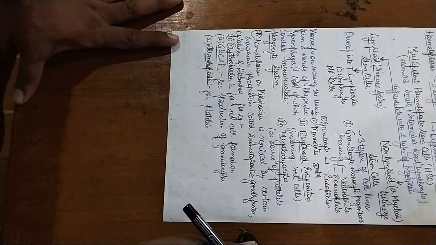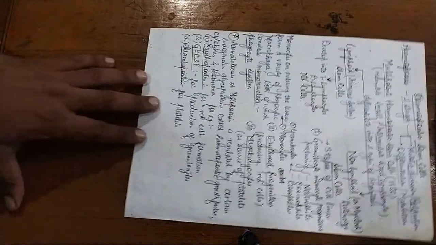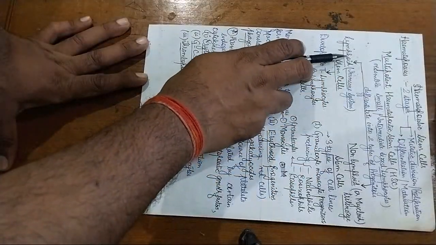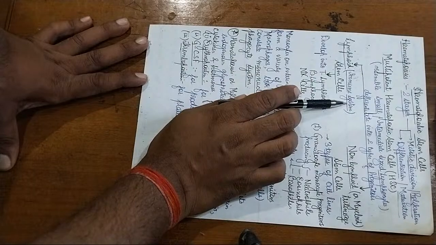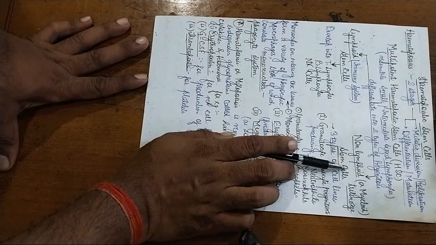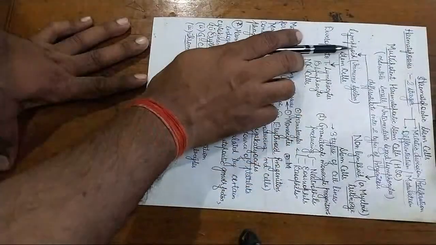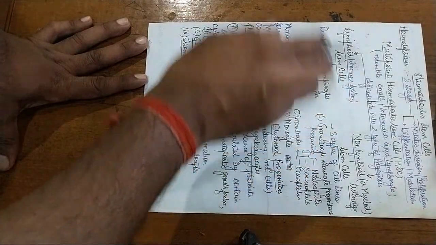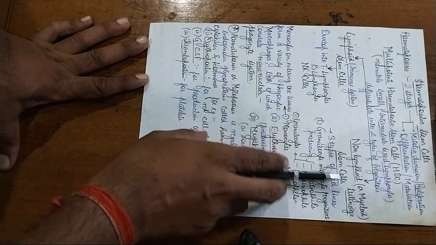These hematopoietic stem cells can differentiate into two types of progenitors. Firstly, it is the lymphoid, which is going to give rise to the cells of the immune system, and next it is the non-lymphoid, which is going to form the myeloid series or the myeloid trilineage. First is the lymphoid stem cells, and next is the non-lymphoid stem cells.